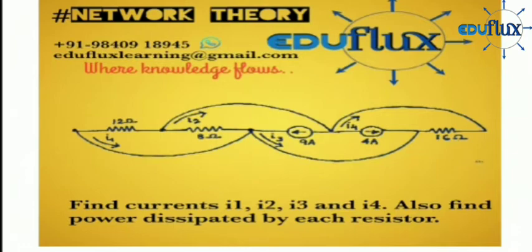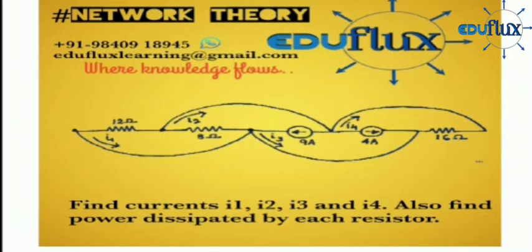So this is the question. The question goes like this. We have to find the currents I1, I2, I3 and I4. So the currents are marked like here. This is I1, this is current I2, this is current I3, and this is current I4. So we have to find the value of these currents.